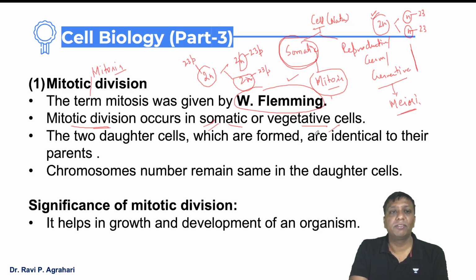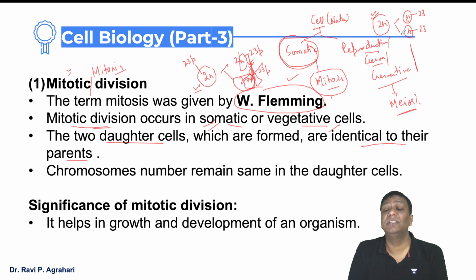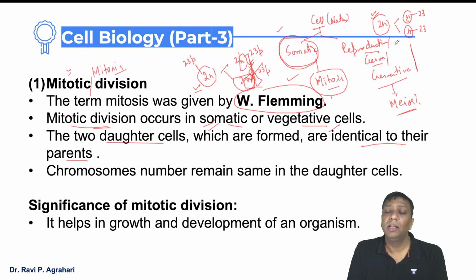Somatic cells are vegetative cells. Here the two daughter cells that are formed are identical to their parents. Definitely, guys, because in this case there is no crossing over. The exchange of genetic material will not happen. That is the reason whatever the parent cell has, the same type of cells you will get here. You remember, guys. But in the case of the reproductive cell, the cells produced are not like the parent cell, because here crossing over happens, which is the exchange of genetic material. So overall you remember, the somatic cell is a copy of the parental cell, but the reproductive cell is not a copy of the parental cell.